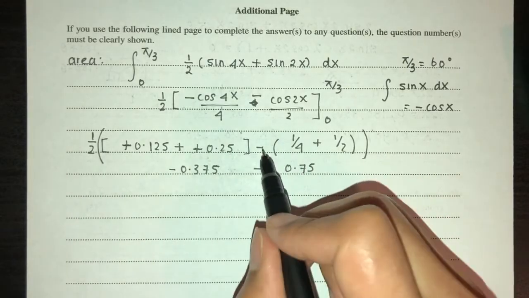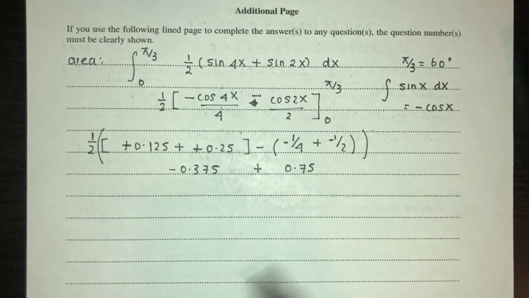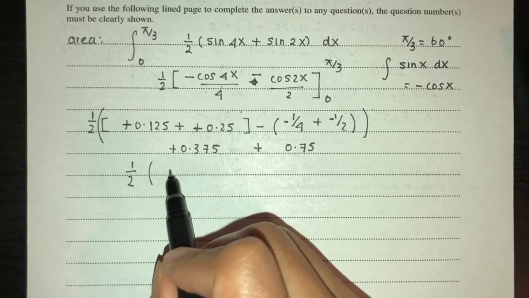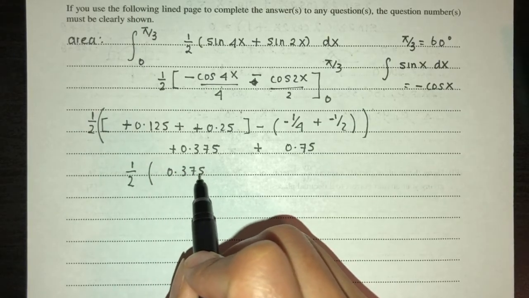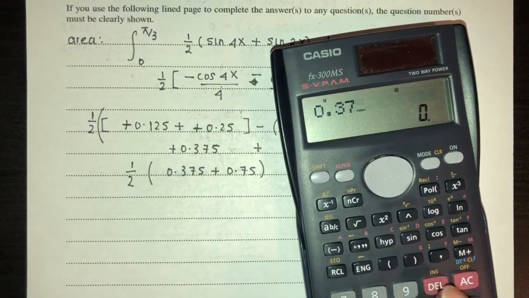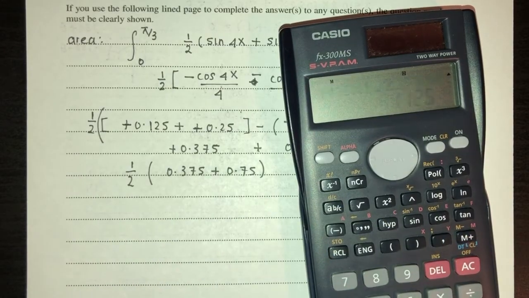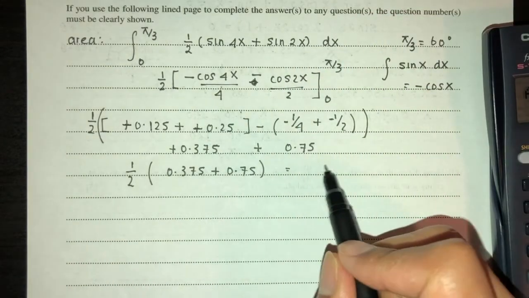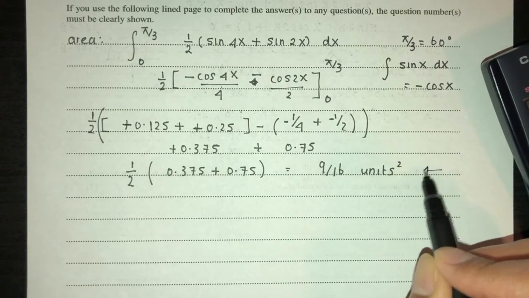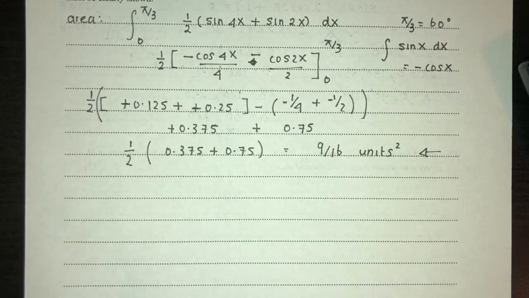So that will become plus here, because minus times plus will become plus here. Now that will become minus here, and here we'll have minus and minus. That will become plus. That is plus as well. Okay, so you will have half, and that is 0.375 plus 0.75. Now times half, that will be your answer, which is 9 over 16 units square. That is your answer for your area in exact values. So that will be part 2.